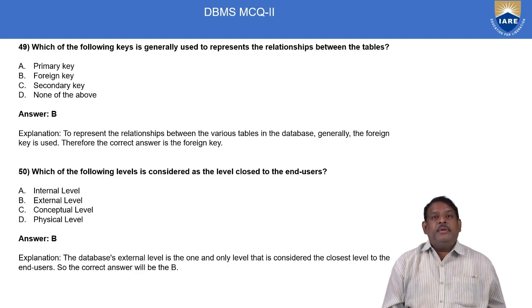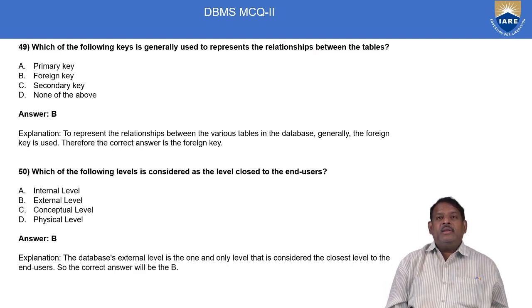So which one of the following is generally referred to the relation between two tables: a primary key, a foreign key, a secondary key, none of the above. So how can two tables be joined? By using primary key, foreign key.